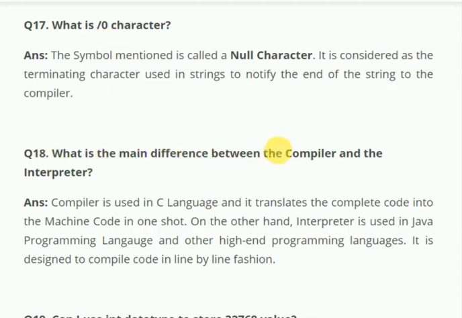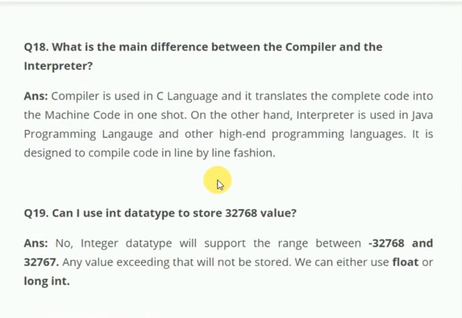What is the main difference between a compiler and an interpreter? A compiler is used in C language and it translates the complete code into machine code in one shot. That is, it converts the whole code written into machine-level code. On the other hand, an interpreter is used in Java as well as in Python, and it translates code line by line.